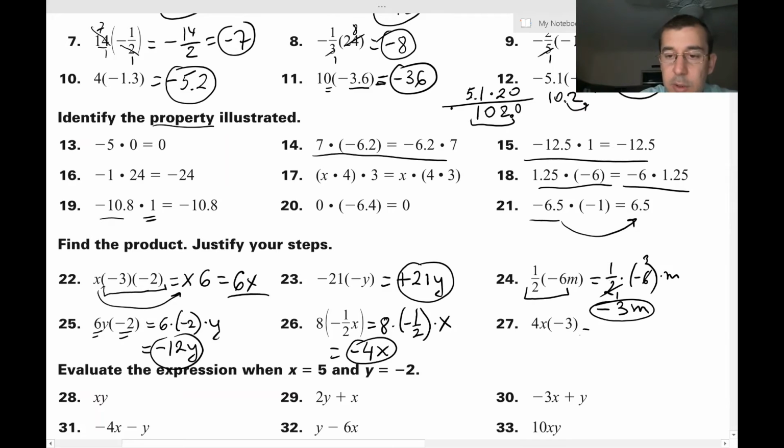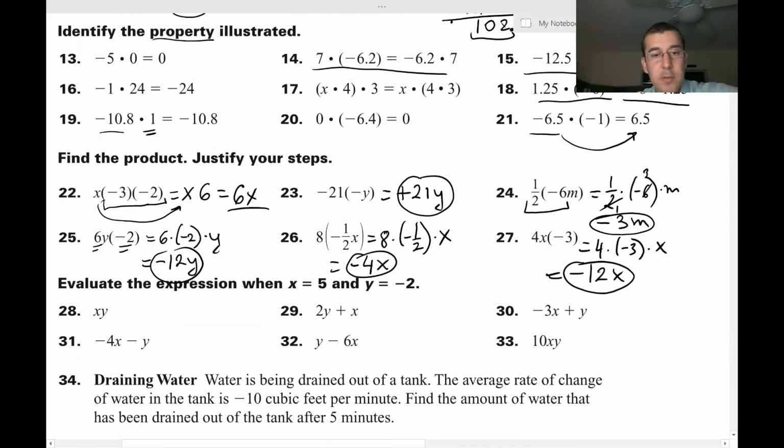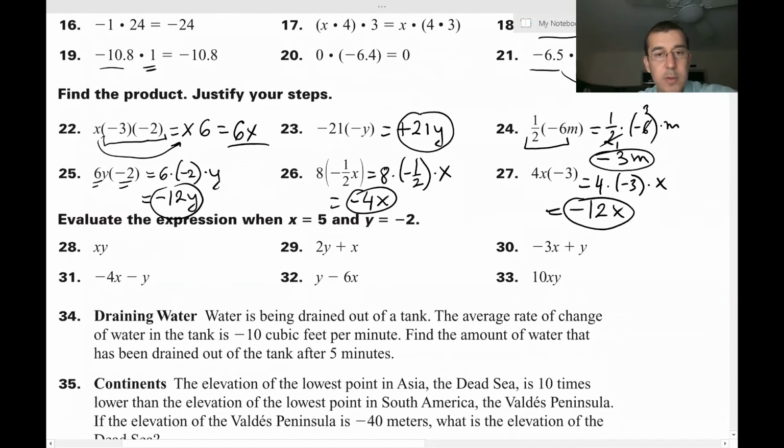27, we're multiplying the numbers first. So this is 4 times minus 3, and then times x. So the signs are different. So the product is negative. 4 times 3 is 12, minus 12x. Okay. Next is evaluate the expression when x equals 5 and y equals minus 2.